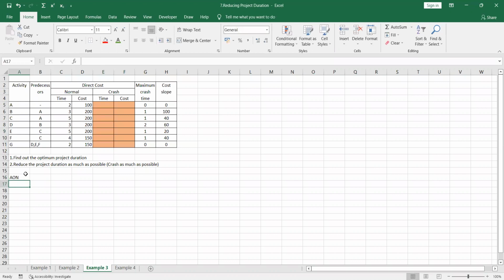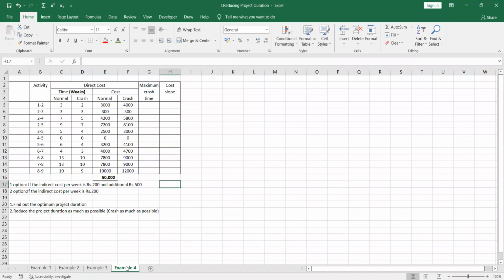When you are using the activity on node approach, you have to use a box, right? So you have to draw the project network using the activity on node approach, and find out the optimum project duration and reduce the project duration as much as possible. So please do this example number 3, right?